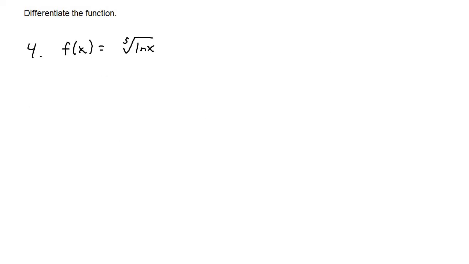So now for number 4, we have f of x equals the 5th root of the natural log of x. So the very first thing I would do here in this case is try to put the function in exponential form. So in this case, I'll rewrite it as ln of x, the entire thing to the 1/5 power.